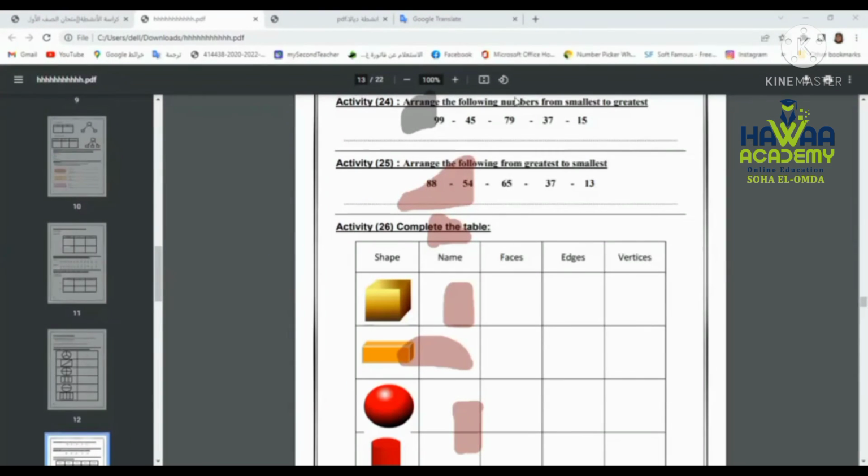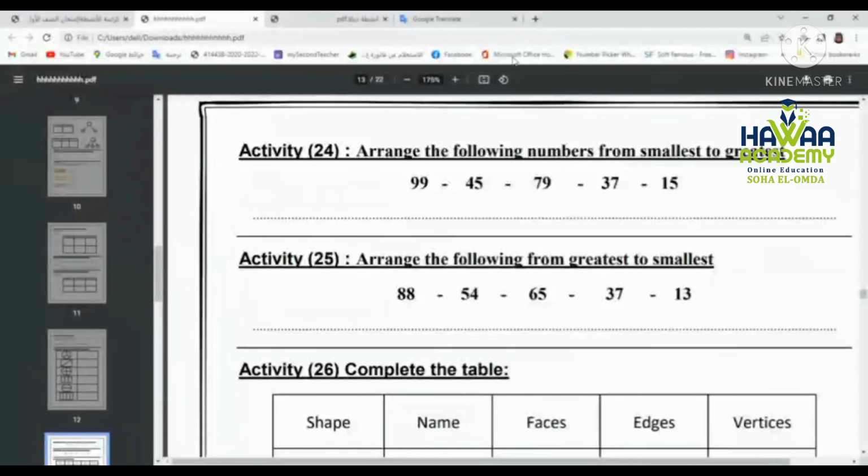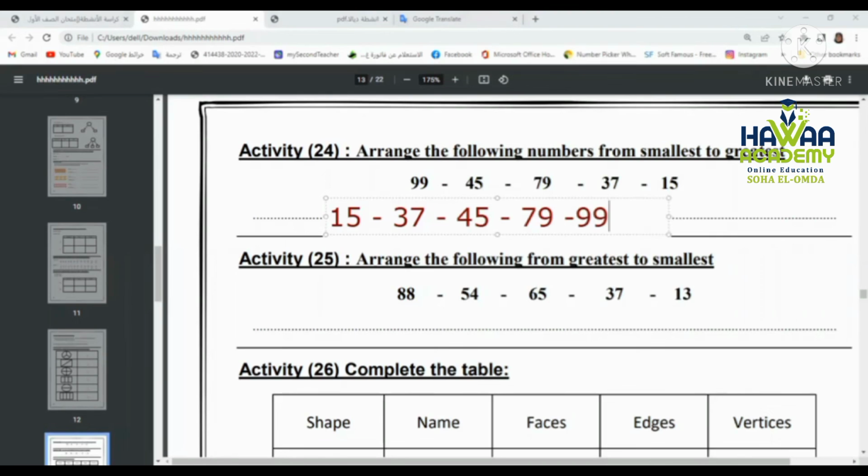And now the last page, we're gonna do what? The first question, we want to arrange the numbers from the smallest to the greatest. So we have 99, 45, 79, 37, and 15. The least number, the smallest number is 15. Very good. And then 37. After that, 45. And after this, 79. And the last number will be 99. Very, very great.